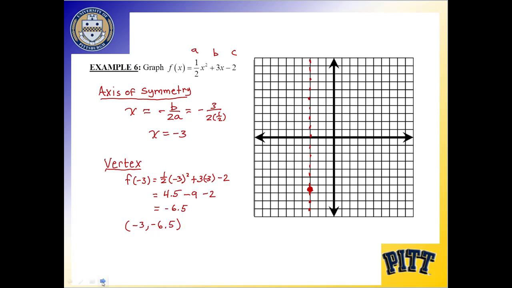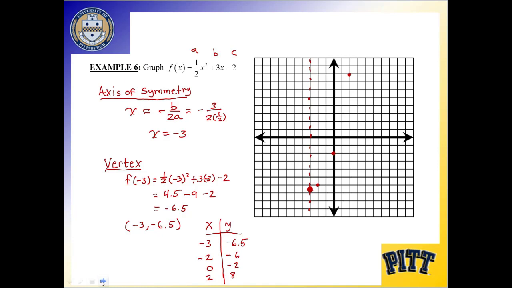I know it's going to open upward again, but I still want to know how narrow or how wide it may be. I don't want to just draw a U shape, and just because I now know I have a vertex, I have other points of reference I'm going to need to get a more accurate shape. Again, I'm going to pick some x values bigger than, or to the right of, negative 3. So I picked negative 2, 0, and 2.